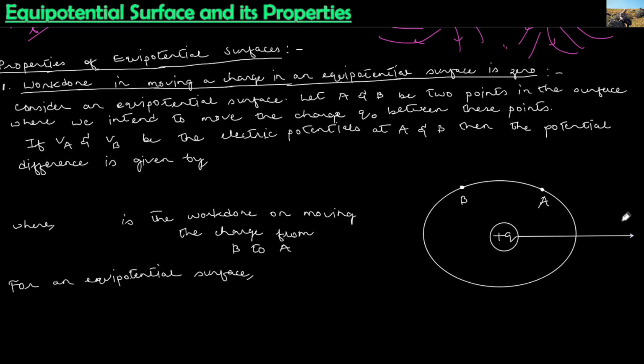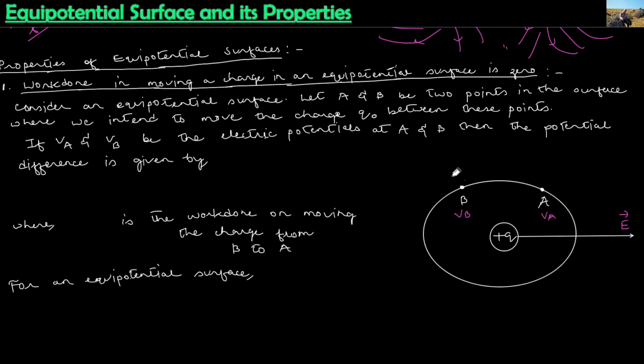Then we know that there will be an electric field produced by this positive charge, and it will be directed radially outwards. Now, if we take 2 points on this equipotential surface, if I draw a spherical surface, that means this will be an equipotential surface. All points on the equipotential surface should have the same potential. That means over here, if VB is the voltage at point B, and VA is the voltage at point A, the magnitude of the voltage at B and at A should be the same.